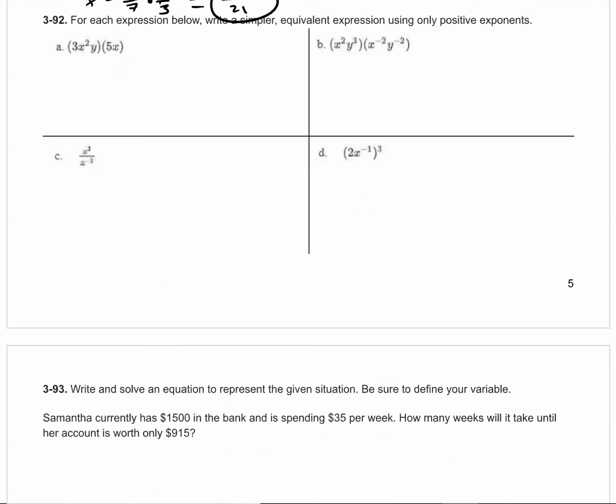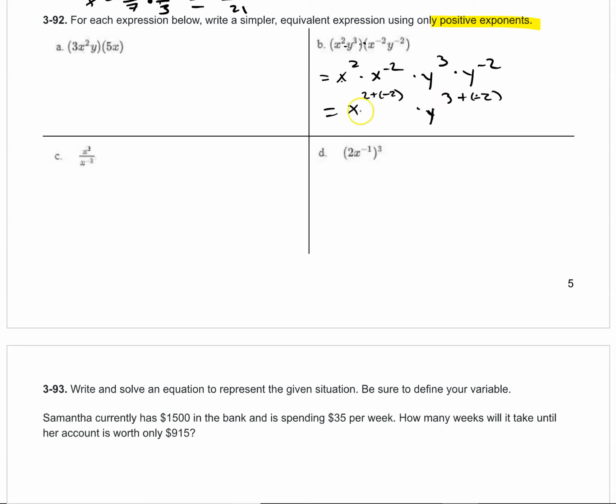392. For each expression below, write a simpler equivalent expression using only positive exponents. Okay, we're multiplying here. X squared times y cubed times x to the power negative 2 times y to the power negative 2. This is x to the power 2 times x to the power negative 2 times y to the power 3 times y to the power negative 2. I just rearranged them. And I did this because when you multiply two numbers that have the same base, the exponents have to add.